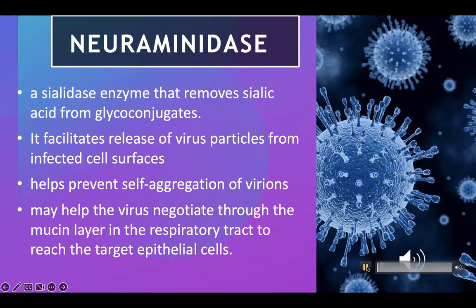Okay, now for neuraminidase, the glycoprotein neuraminidase is observed to function usually at the end of the viral replication cycle. It's a sialidase enzyme that removes sialic acid from glycoconjugates. Its very important function is that it facilitates release of the virus particles from infected cell surfaces during the budding process. It also helps prevent self-aggregation of the virions by removing sialic acid residues from viral glycoproteins. So again, its function is usually towards the end.